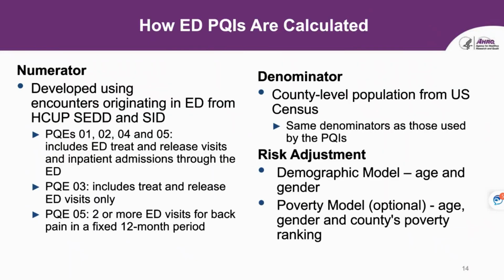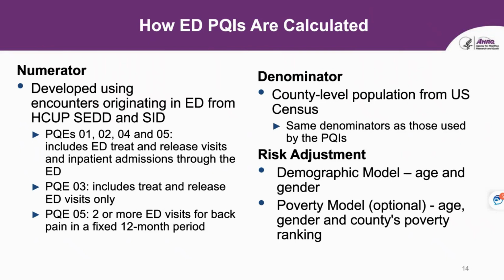To calculate the measures, you'll need to input your population's hospital data, selecting emergency department stays based on revenue codes or CPT codes. This selection matches the AHRQ data used to develop the indicators. For PQEs 1, 2, 4, and 5, the logic includes all emergency department visits, both treat and release emergency department visits from the state emergency department data, and inpatient stays beginning in the emergency department from the state inpatient databases. For PQE3, visits for acute ambulatory care sensitive conditions, it includes only treat and release visits from the SED.